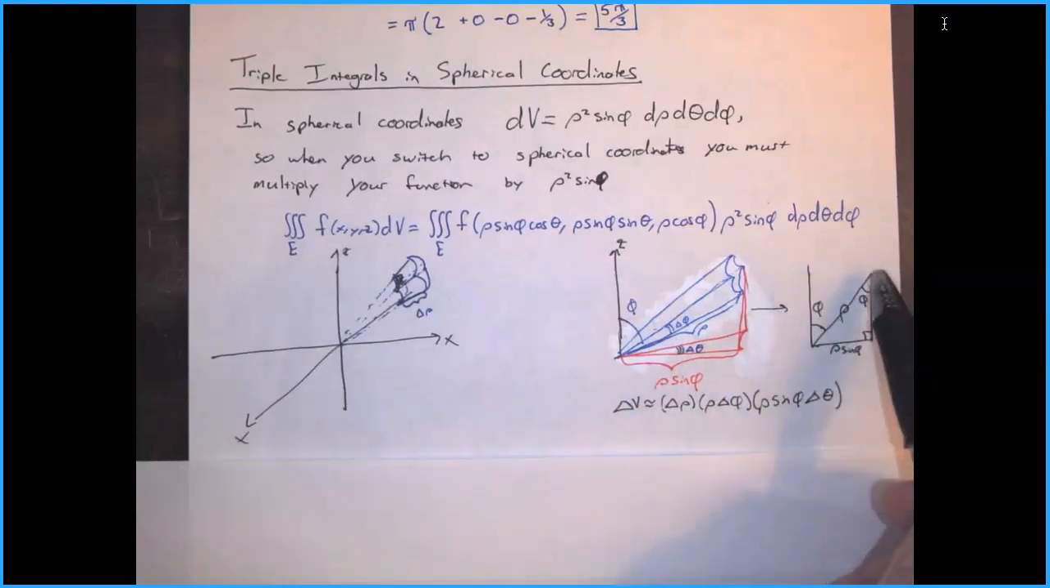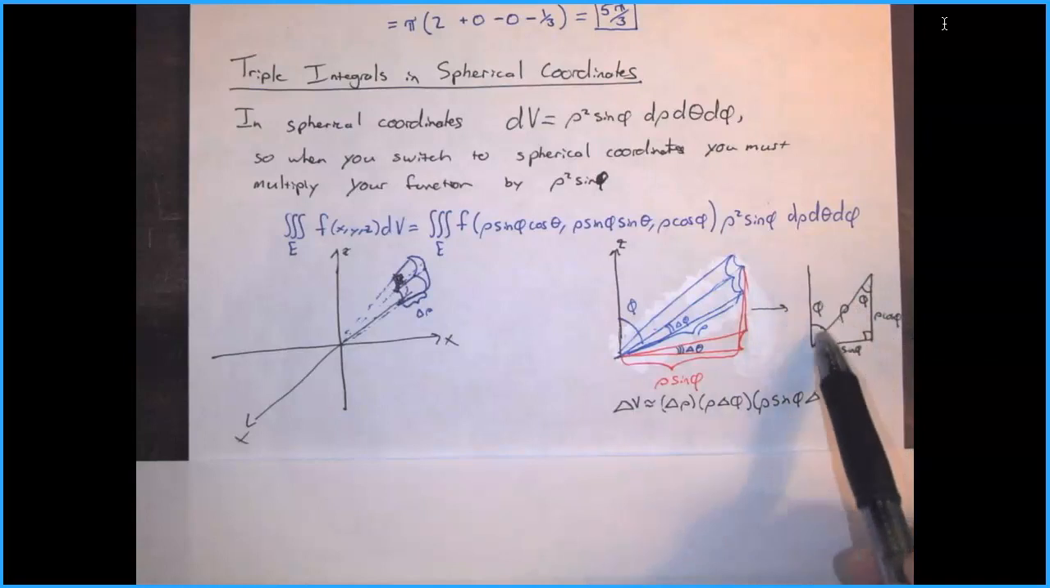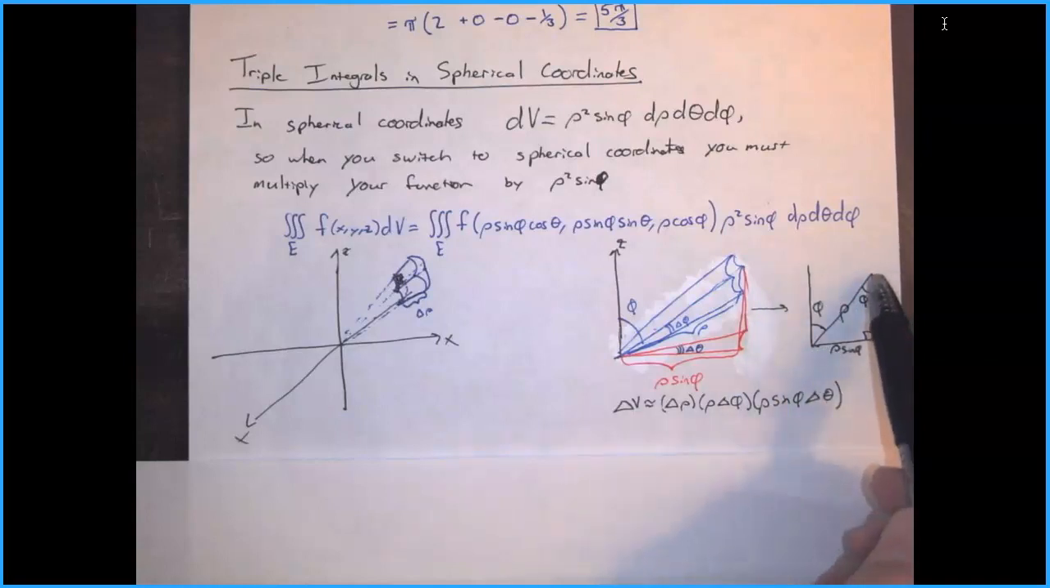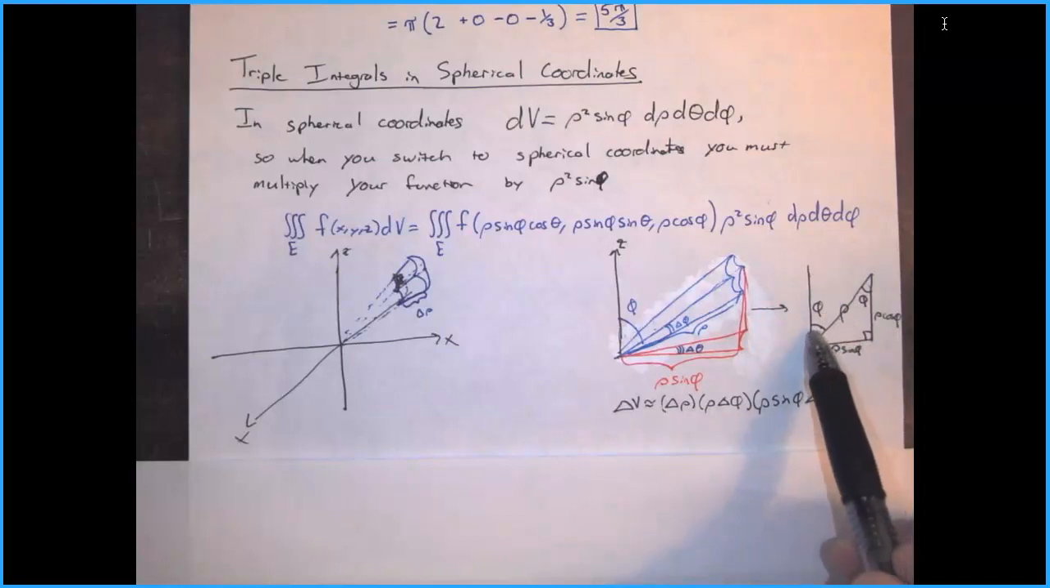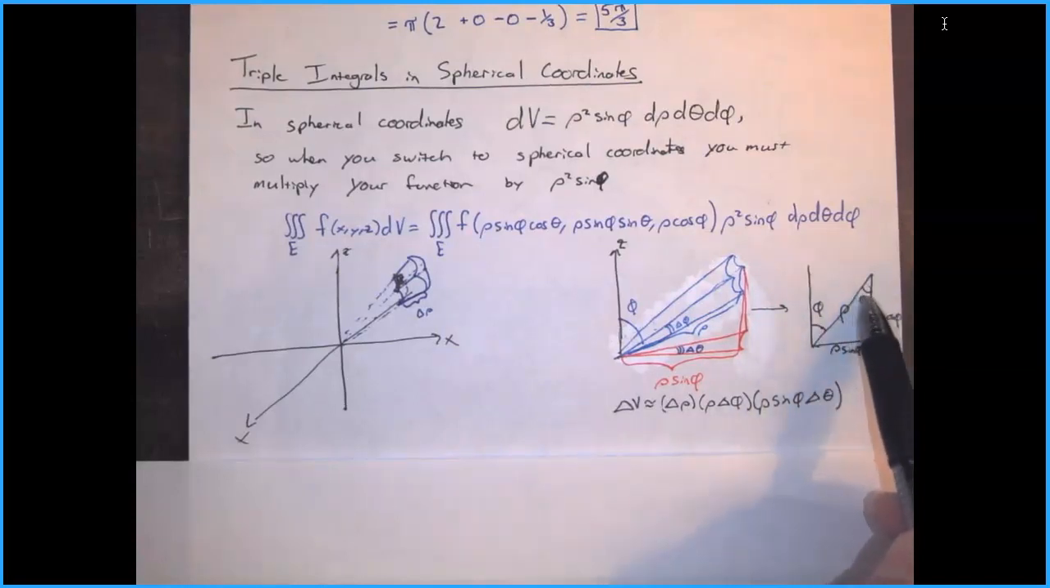So here's my z-axis. Here is this line segment that represents the radius of the sphere, so it's length rho. And then I'm going to make a right triangle. Now this side of the right triangle is parallel to my z-axis. So I have parallel lines with a transversal, which means, going back to geometry, if this angle is phi, this angle is also phi.